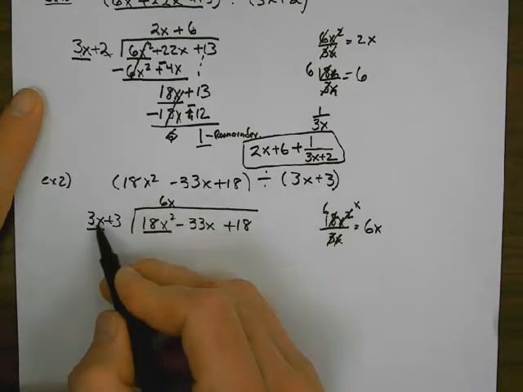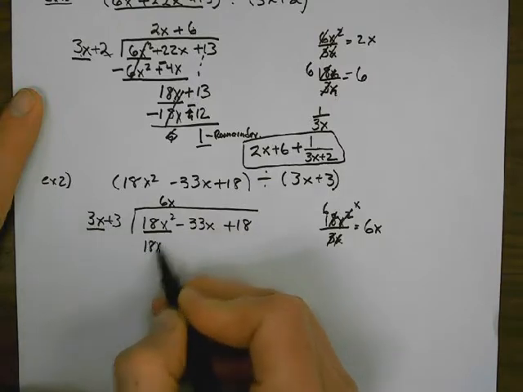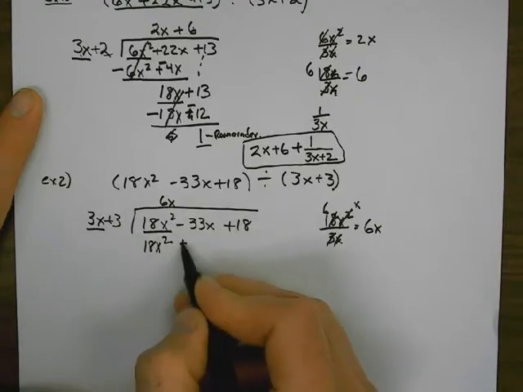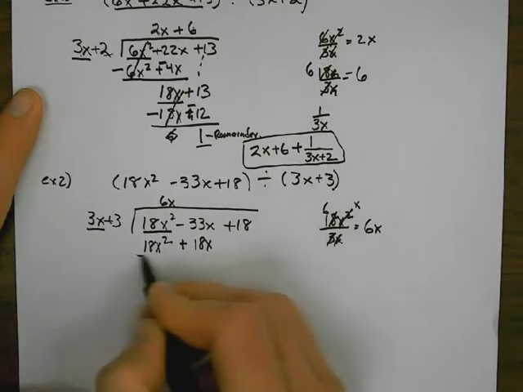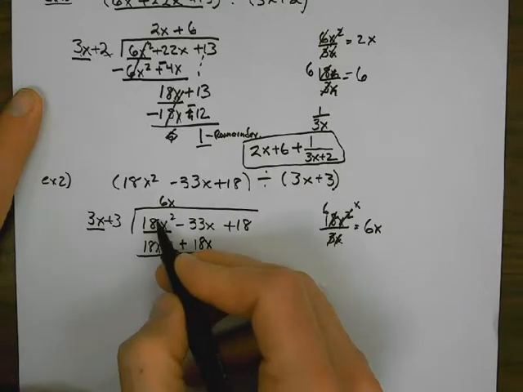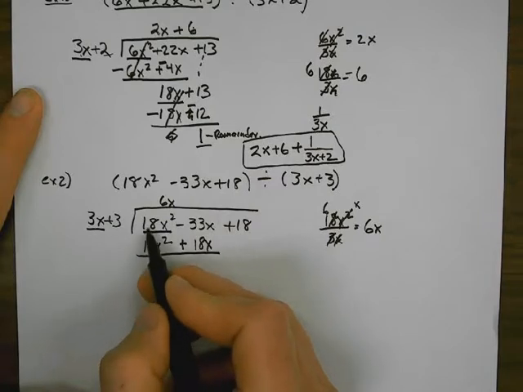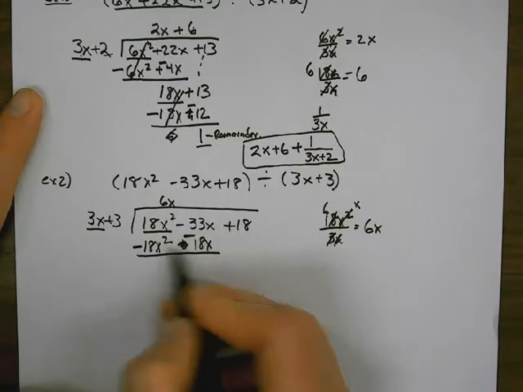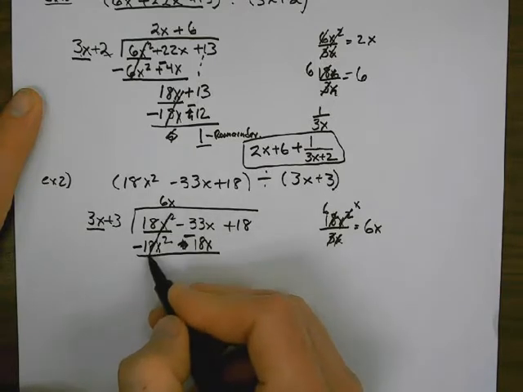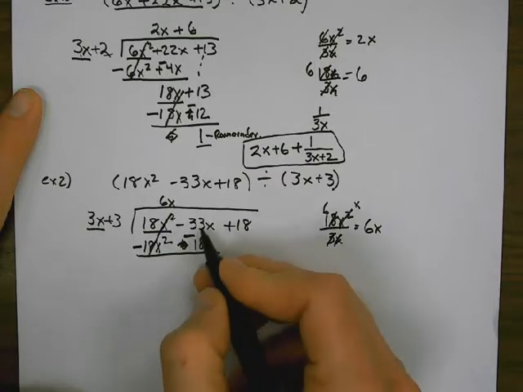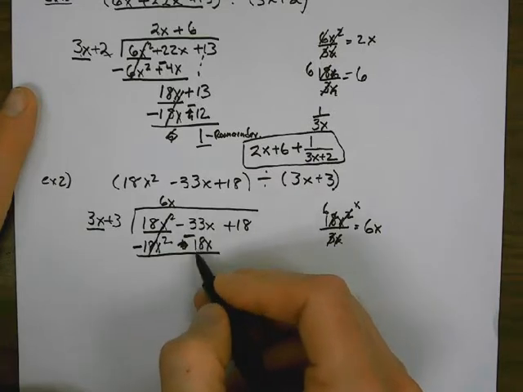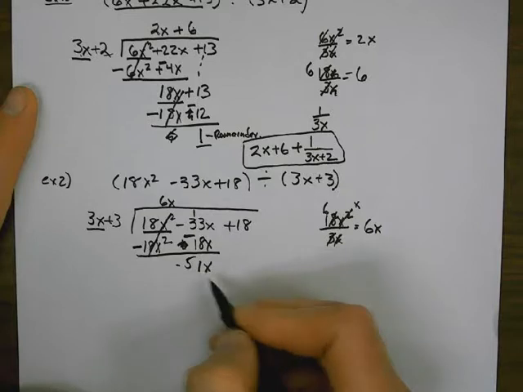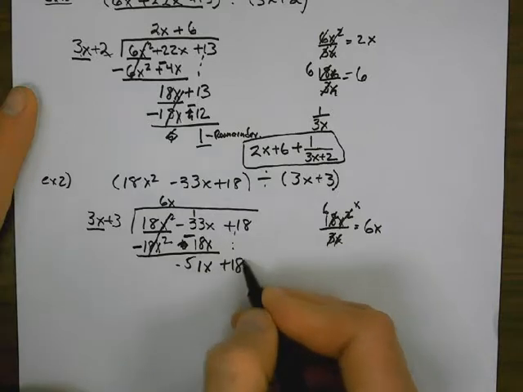Now I got to multiply 6x times 3x. That's 18x squared. Then I got to do 6x times 3. That's just positive 18x's. Now I have to switch the signs on these, right? I'm going to subtract them off. So this becomes negative, the positive 18x becomes negative, and now I have to add them up. So these cancel, which always should happen. You should get nothing here. And then negative 33 minus 18 more, that's going to be negative 51x's, and then I get plus 18.